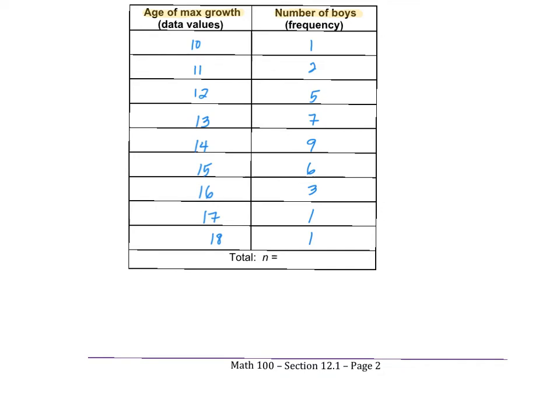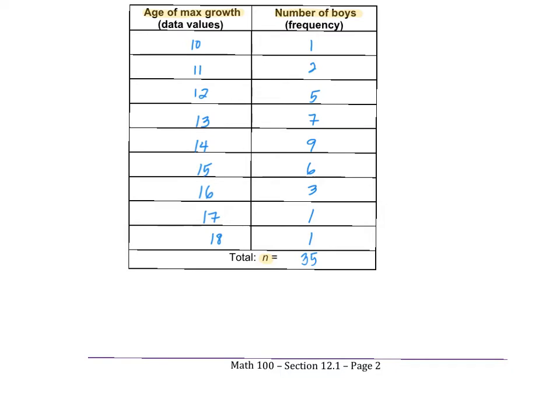Now, if I add up the column of the frequency, remember this research was based on 35 boys. So that should add up to 35, which it does. So here, oftentimes you'll see this N. N is the number of data items or the total of that frequency. So that would represent the 35 boys in this particular study.